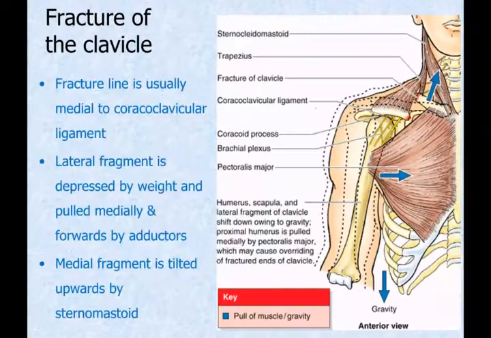Then once the clavicle is fractured, if you look at this picture, you know that the sternocleidomastoid muscle here is attached to the medial end of the clavicle. It's a very strong muscle. The moment it breaks at this point, the medial end, you call it the medial fragment.